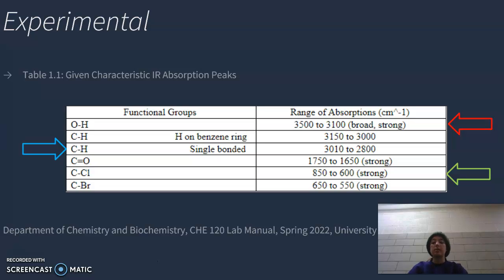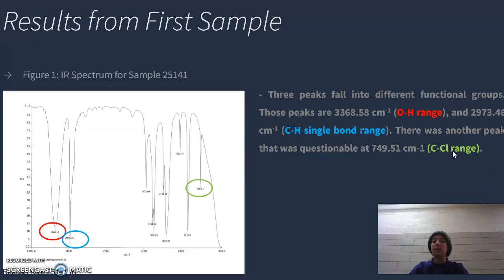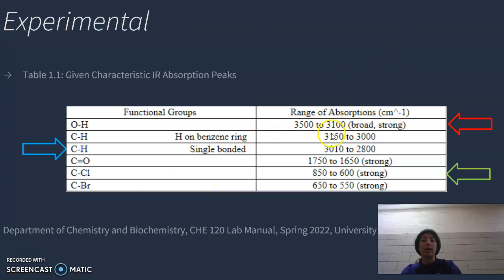So this was the table that was given in our lab manual, and you can see the IR absorption peaks, the different functional groups, and the range of absorption that corresponds with each. You can see there are 3 different arrows, but we'll come back to that later. This was my sample, sample 25141. As you can see, this is the IR spectra for that particular sample with the unknown contaminant in it. And then I cross-compared it with this table that was given.